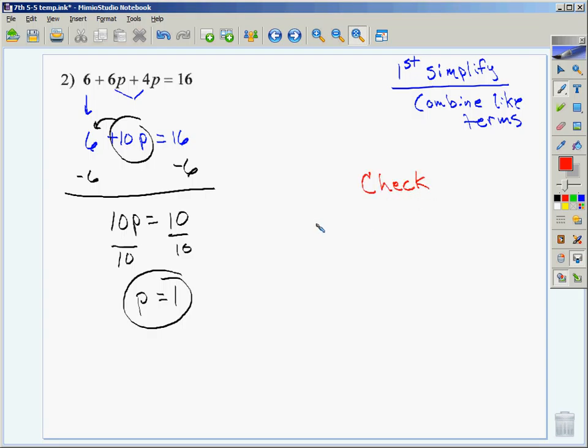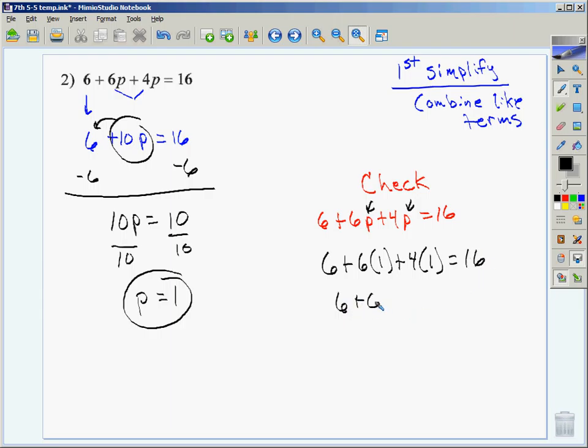We can go back to the very original equation, 6 plus 6p plus 4p equals 16. And every place that I see a p, I could put 1 in its place. So 6 plus 6 times 1 plus 4 times 1 equals 16.